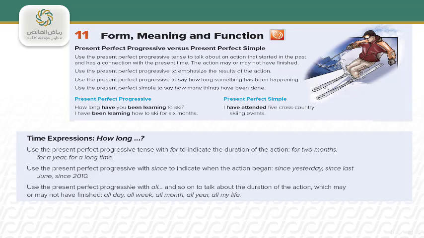Use the present perfect progressive with all, and so on, to talk about the duration of the action, which may or may not have finished: all day, all week, all month, all year, all my life, and so on. These were the differences between the present perfect simple and the present perfect progressive.